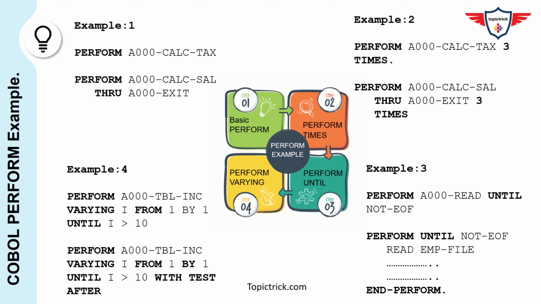In this example, I would be executing A000-calc-tax 3 times. Similarly, if you want to execute a set of paragraphs within a particular section, you can use perform followed by a paragraph name, then through followed by a paragraph name, and then the number of times you want to execute that piece of logic. The third example is associated with the perform with until phrase, and in this example you have a perform statement followed by a paragraph name, that is A000-read, until there's a flag that is not end of the file.